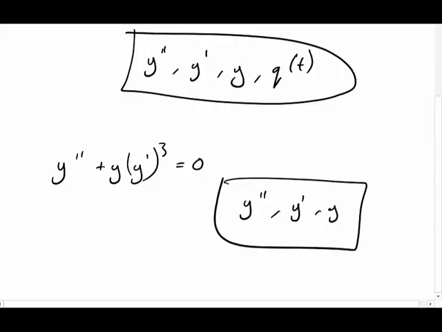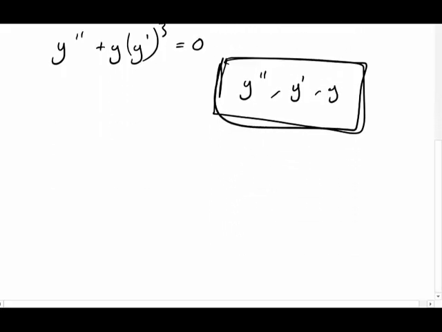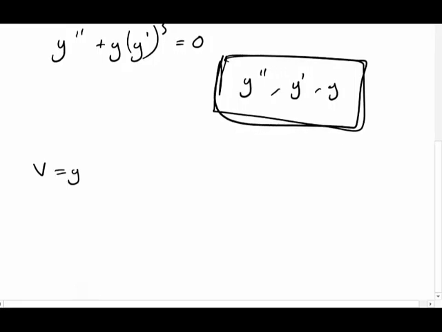If this is the case, in other words, if our independent variable function, our q of t, the function involving t, is missing, so we've only got the second derivative, the first derivative, and the function, then we can reduce the order down. It's exactly the same thing as we did before. We let some new function, v, equal the first derivative.